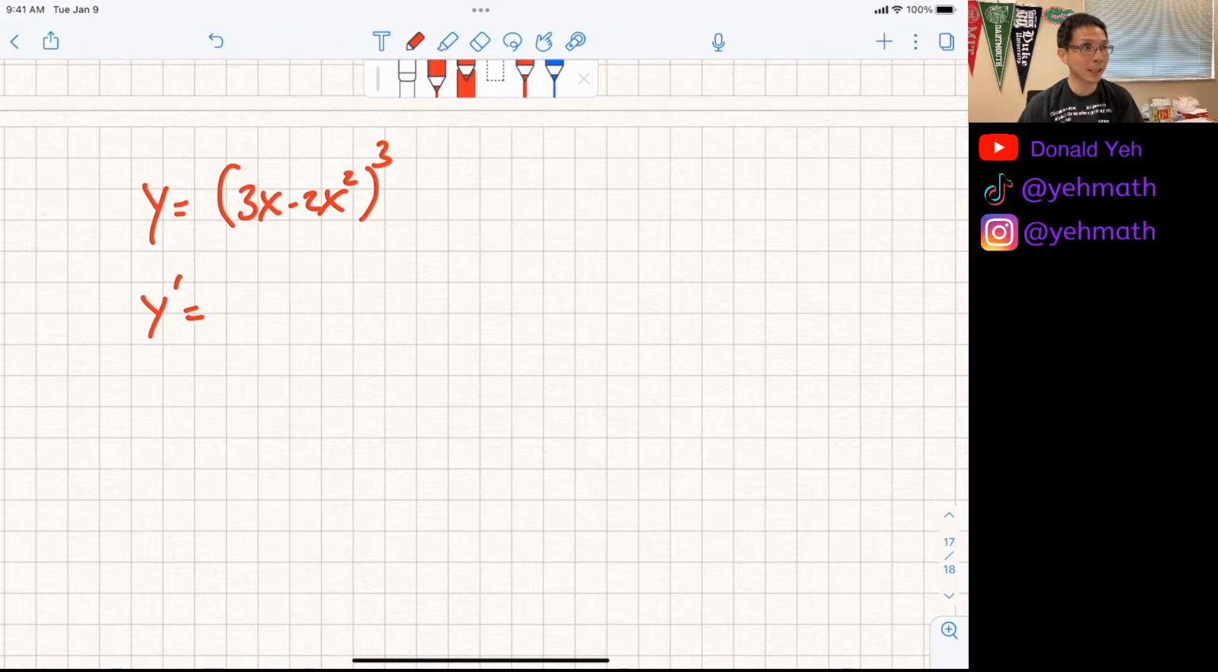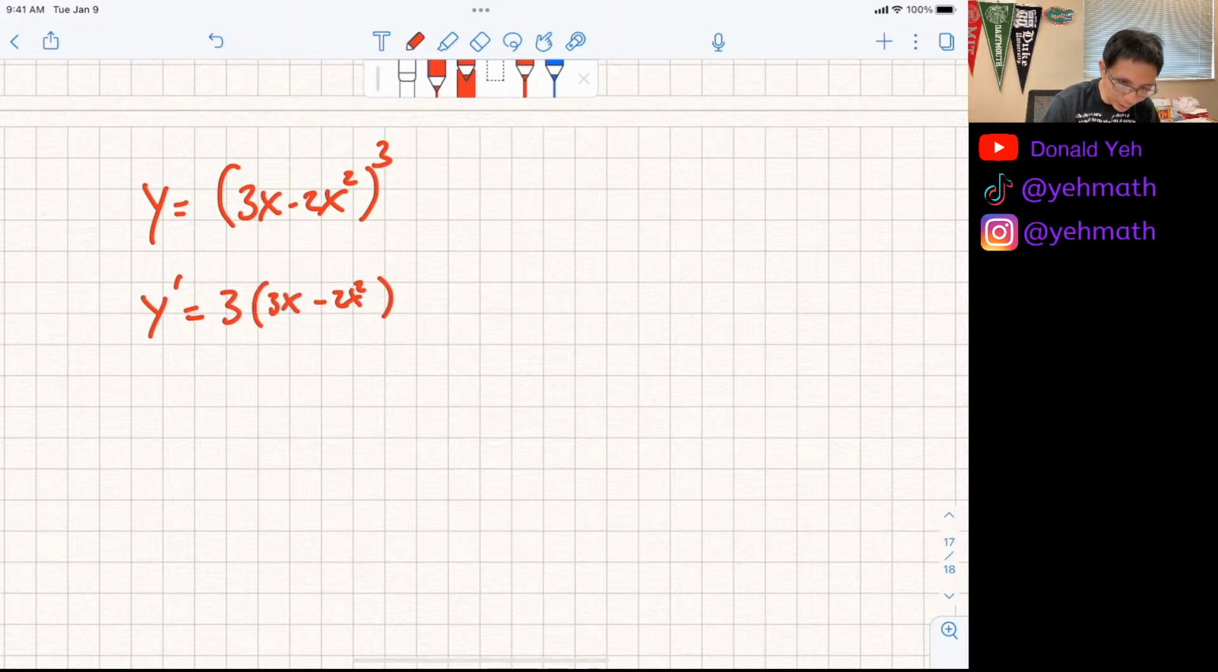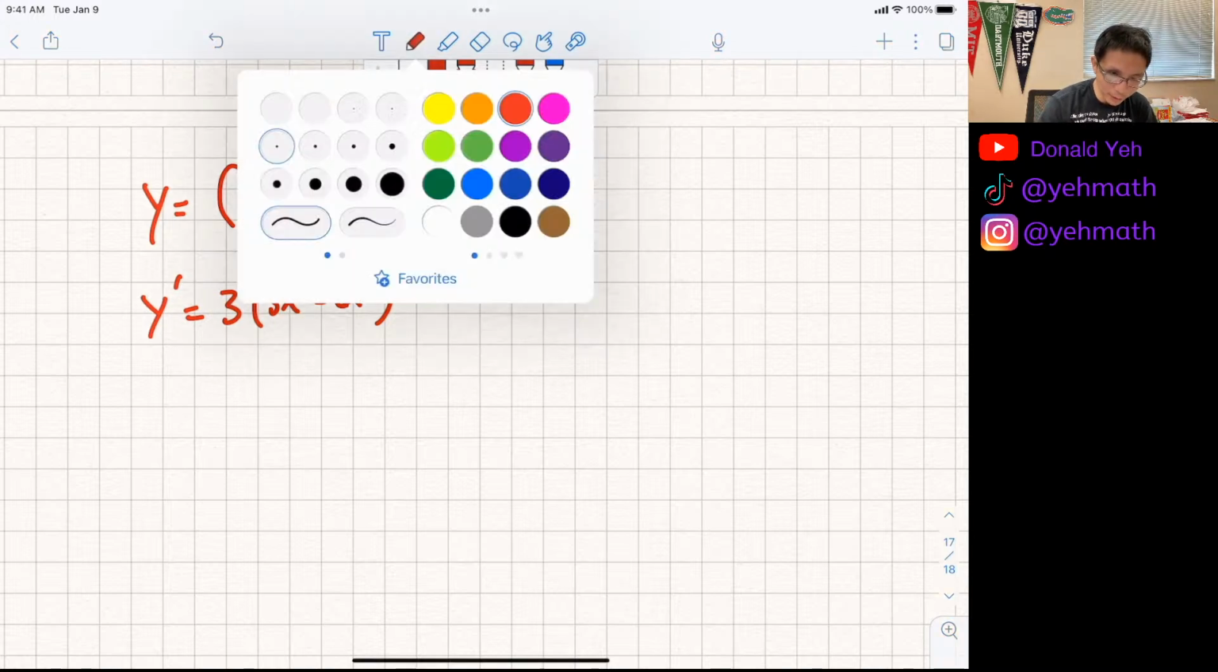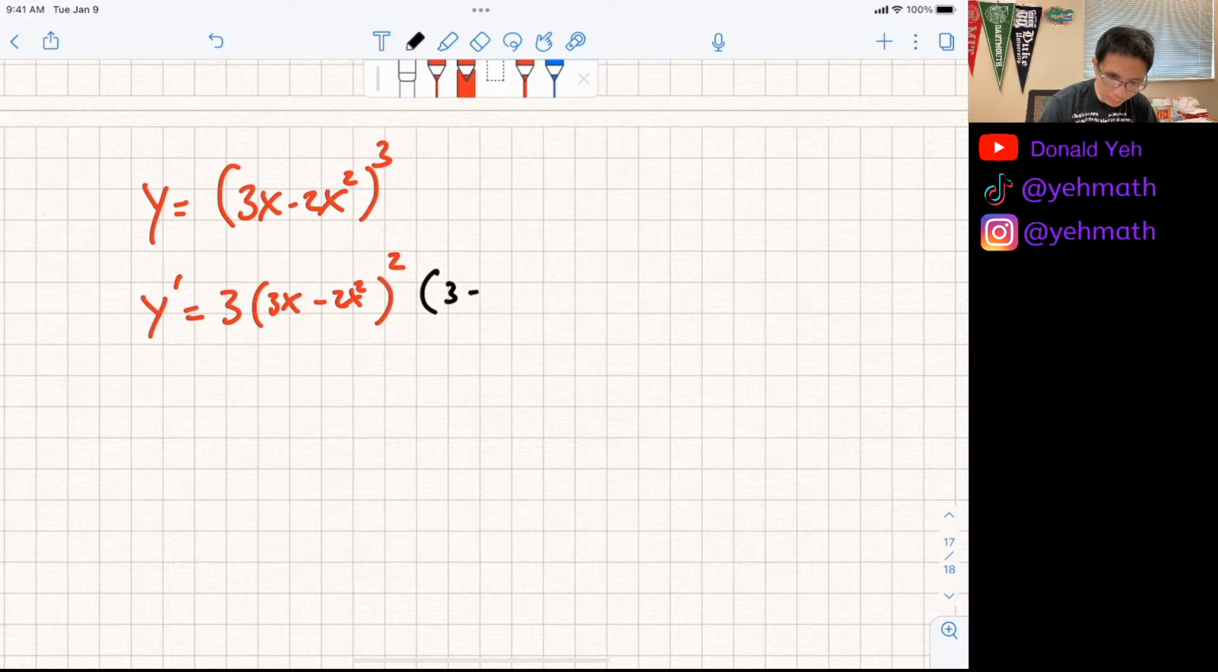Okay, did you guys take a note of this? Yeah. Okay, so it'll be 3 times 3x minus 2x squared to the second, but don't forget this part, which is 3 minus 4x. Did you forget that? No. Okay, then that's good. So you know how to do the chain rule.